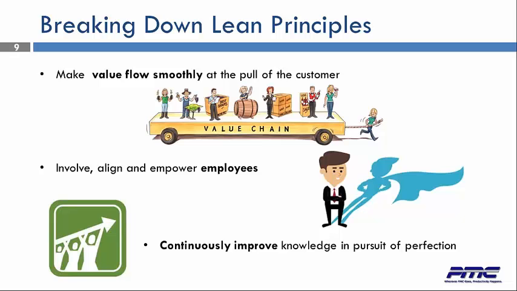The third one is to make value flow smoothly at the pull of the customer. So whenever a customer needs something, you have to pull it smoothly to the end of the customer from the start, the beginning of the product. The fourth one is to involve, align, and empower employees. And the fifth one is to continuously improve knowledge in pursuit of perfection.